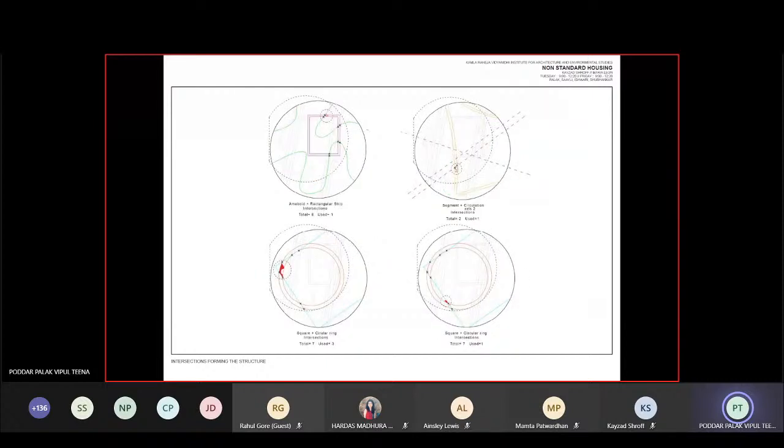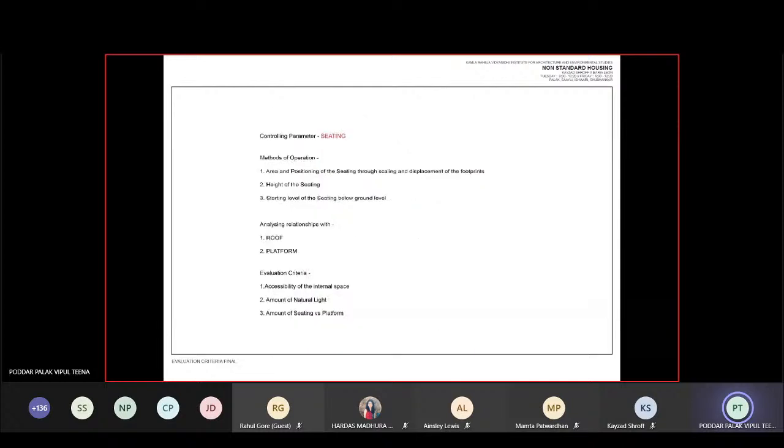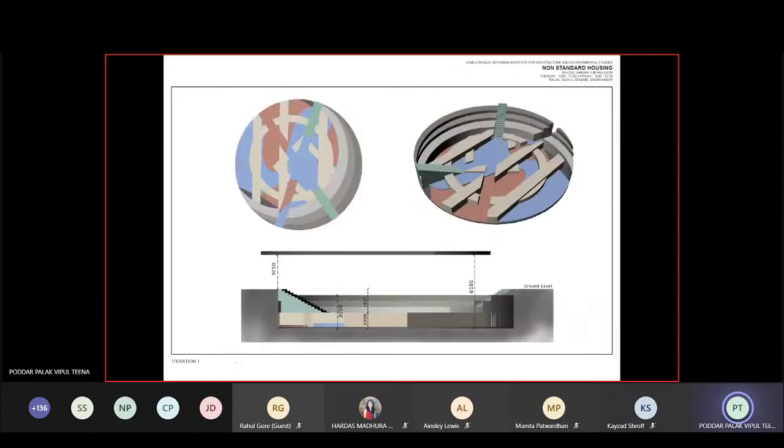And it must also be noted that multiple intersections took place, but which intersection was chosen was purely the architect's choice. And while it gave away the location, the shape was again completely based on the architect's discretion. So moving on, we thought that to make better iterations, we need to come up with a controlling parameter and analyze its relationship with the roof and the platform.